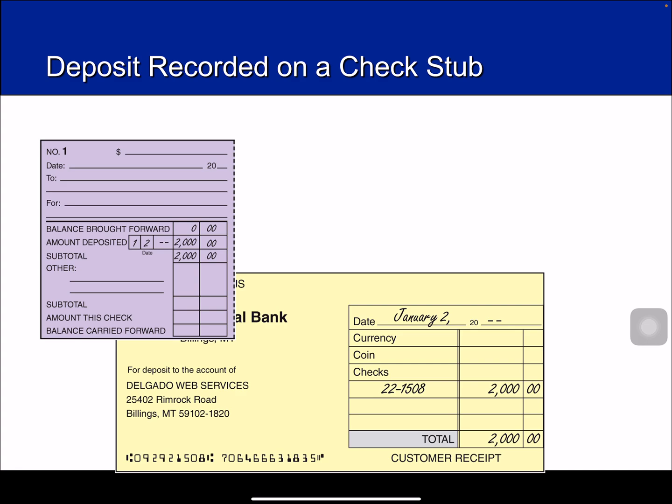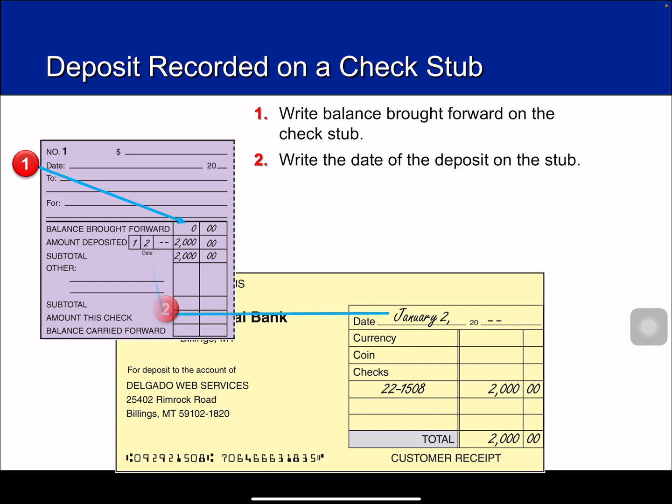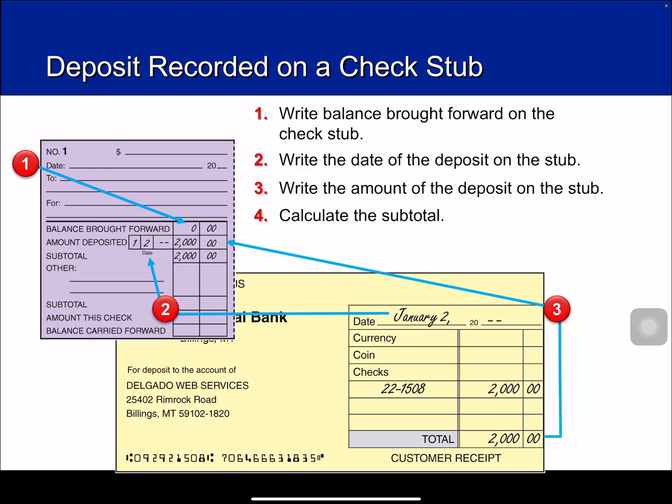So when you deposit money, you are going to record it on your check stub, on the next check stub. You will see that you write the balance brought forward. Since this is a new business, it has a zero balance. You will write the date of the deposit on the stub. You will write the amount of the deposit on the stub. You will calculate the subtotal.